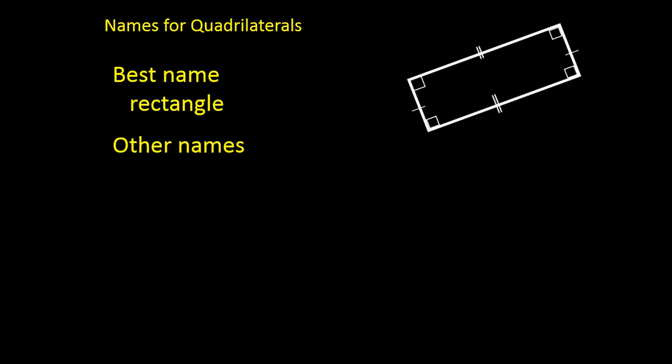So think about this figure. What would the best name be for this figure? Well, the best name is a rectangle. It has 4 right angles and its opposite sides are congruent. But what other names could we give it based on the definitions we just talked about? Well, it could be called a parallelogram because a parallelogram has opposite sides that are congruent and opposite sides that are parallel.